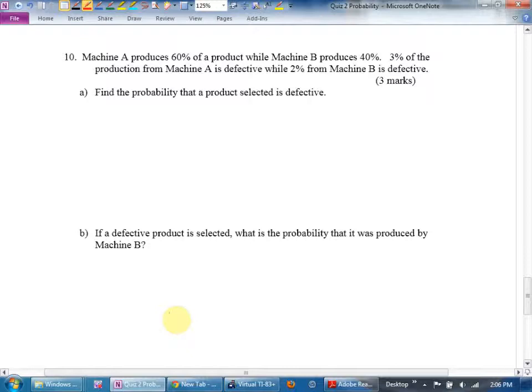Let's do a tree. First, we can be from machine A or machine B. What are the odds that we're from machine A? 0.6. What are the odds that we're from machine B? 0.4. And then we can be defective or not, defective or not. As a decimal, what are the odds that we're defective if we're from A?